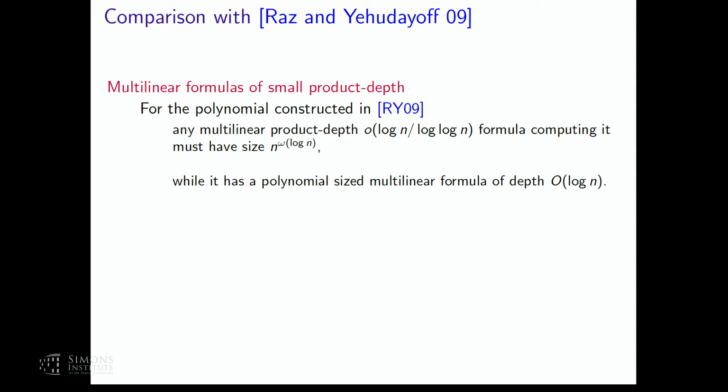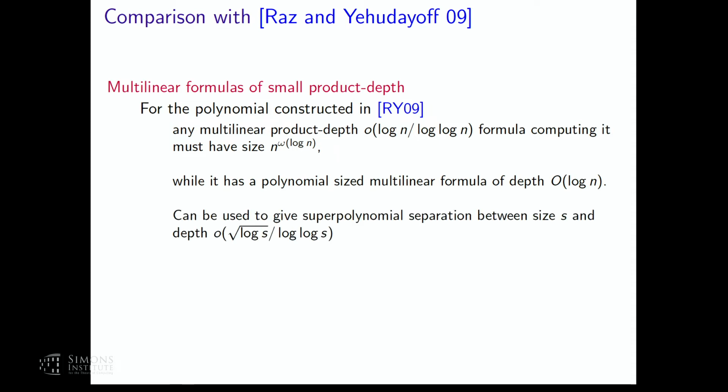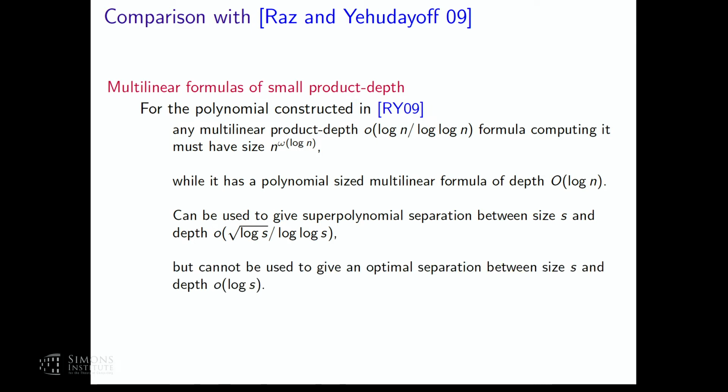Unfortunately, this can only be used to give superpolynomial separations between size s and depth little o of square root log s. It can't be used to prove separation between size s and little o log s. So when you are able to say such a thing, only then can you say that depth reduction is tight, because depth reduction stops at that depth, not at square root s depth. So they almost had this result.